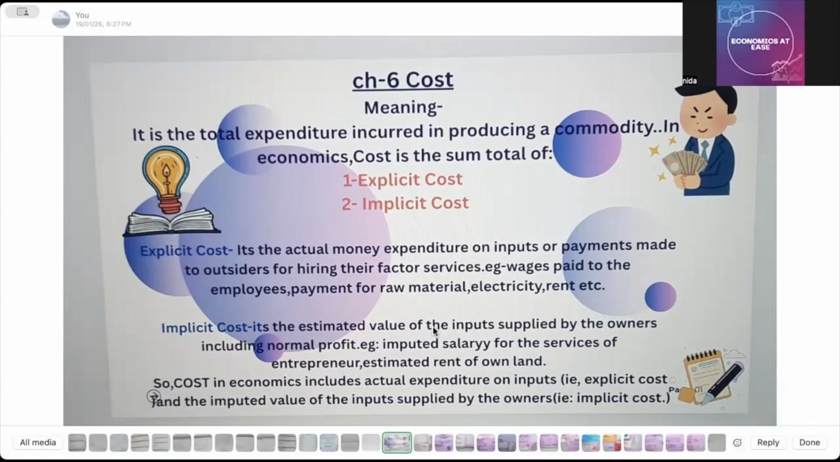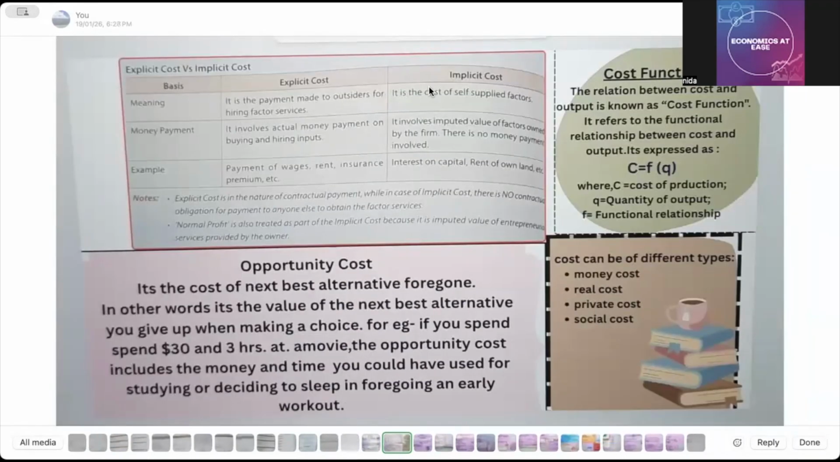Implicit cost is the imputed value of the inputs supplied by the owners, including normal profit. Please make sure that normal profit is also included in the implicit cost. The difference between explicit and implicit is already given here: explicit means the payment made to the outsider, whereas implicit cost is the cost of self-supplied factors. Explicit is the actual money payment, and implicit cost is the imputed value. Examples of explicit are payment of wages, rent, insurance premium, and implicit is the interest on capital, rent of own land. Then opportunity cost is the next best alternative foregone. I have explained everything in detail.